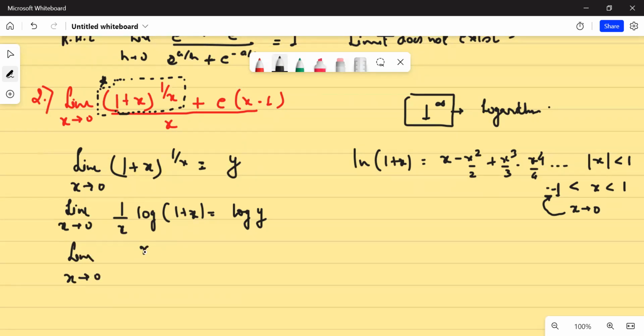So what would be the expansion? Expansion would be x minus x squared by 2. And I'll not keep it to very higher terms because x is already tending to 0. I'll keep it to a few terms only. And this is log of. Is that clear?